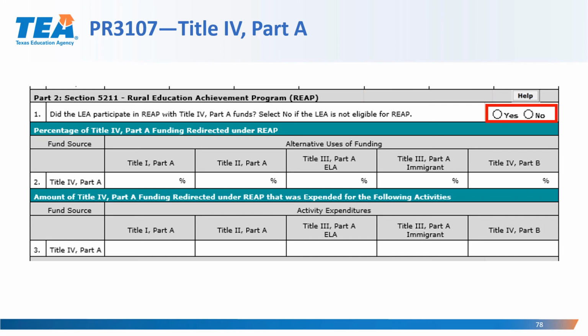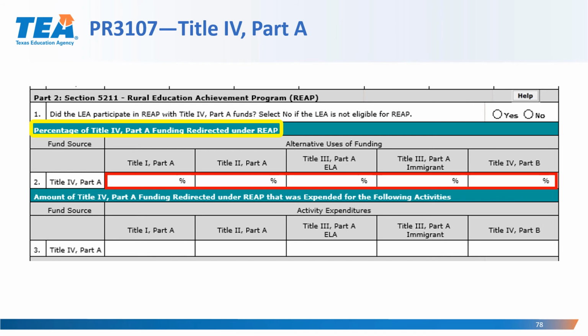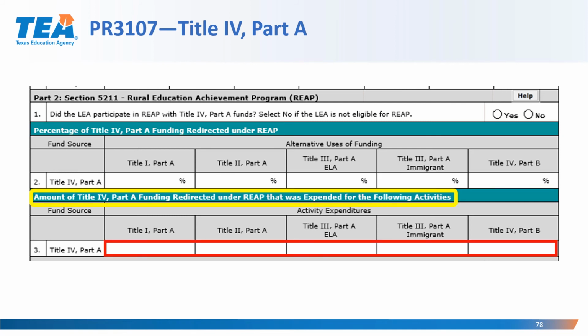In Part 2 of the report, the LEA will answer yes or no to indicate whether or not they participated in the Rural Education Achievement Program. If yes, the LEA will indicate the percentage of Title IV Part A funds that were redirected to each applicable program, as well as the dollar amount of the redirected funds that were expended for those programs.